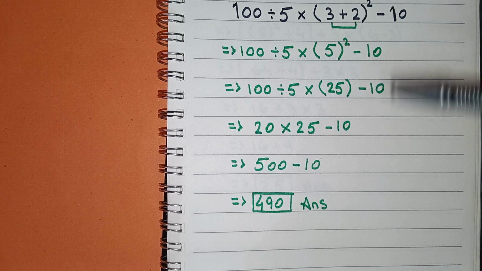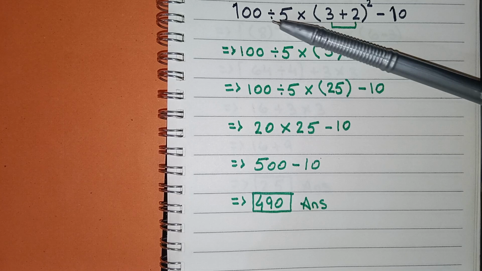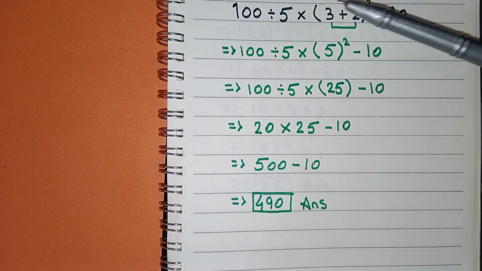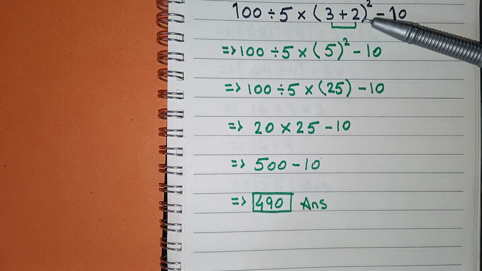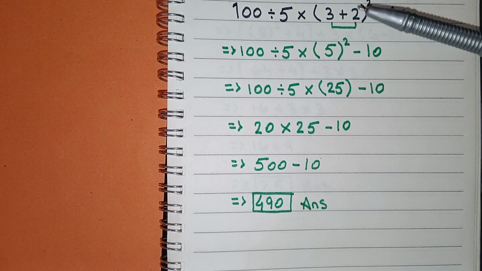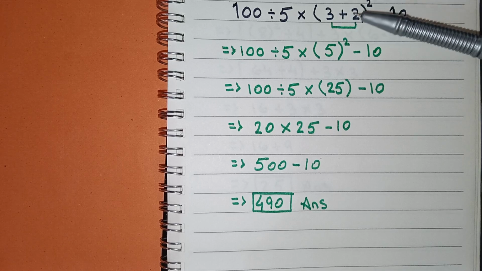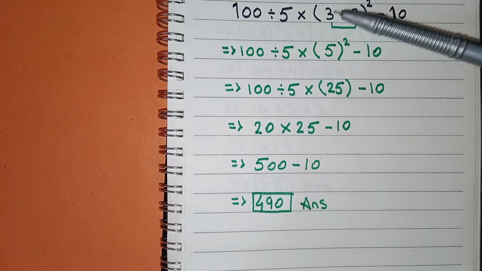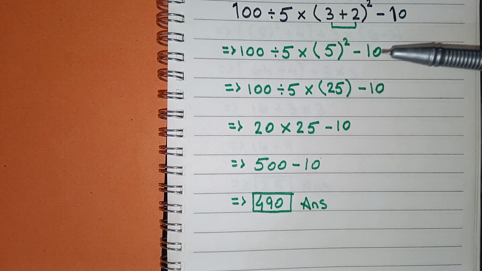Firstly, the question says 100 divided by 5 multiplied by bracket 3 plus 2 bracket whole square. The square is applied on 3 and also on 2, so it is a whole bracket. Then minus 10 in the end.